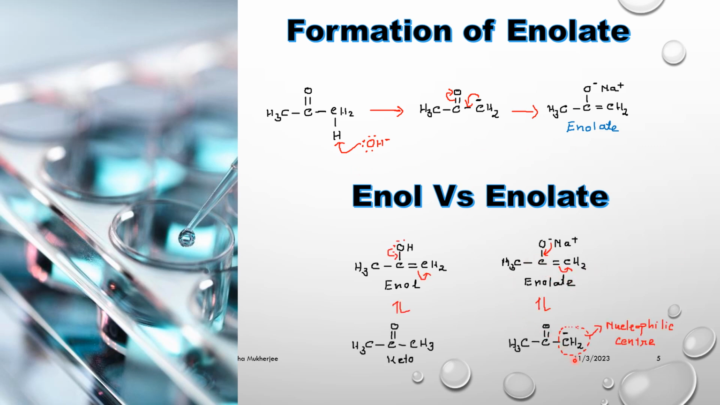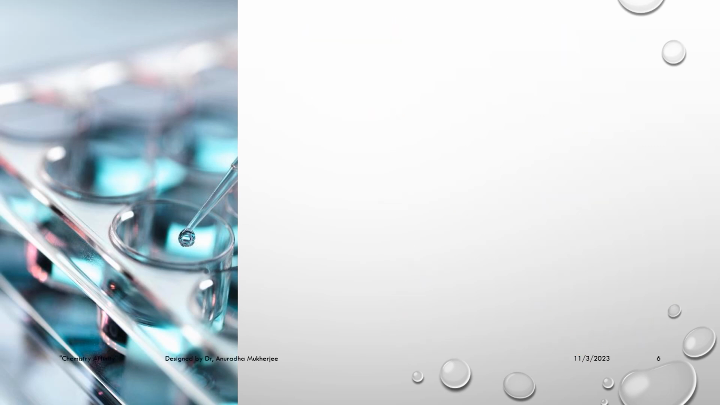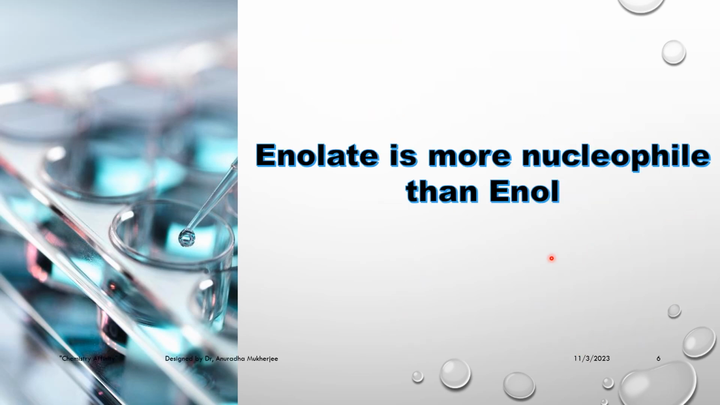And in enolate, this CH2 minus acts as a nucleophilic center. From the structure of enol and enolate, it is clear that enolate is more nucleophilic than enol. And that's why enolate chemistry has lots of application in organic chemistry. One of the most useful reactions is aldol condensation reaction.